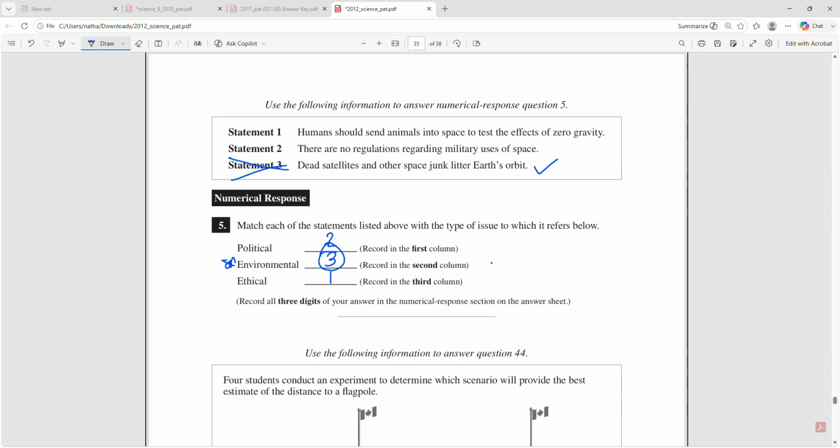So ethical is like whether something is right or okay to do. Humans should send animals into space to test effects of different gravity. So this could be an ethical question. Is it ethical to send animals up there for those tests? And that leaves us with the last one being the political statement. There are no regulations regarding military uses of space. So things to do with regulations and militaries and stuff like that would definitely be governmental things. So like a political issue.